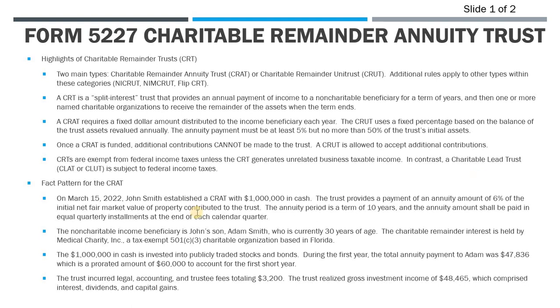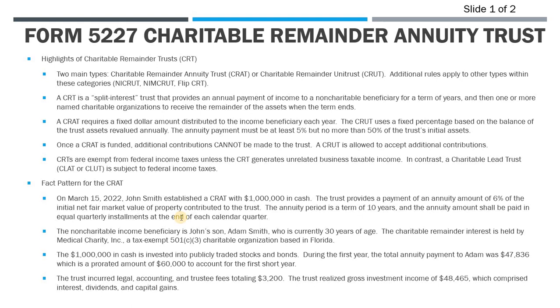So let's look at the fact pattern we have here, and then we'll dive into this trust return and start looking at some of the key pieces. In our fact pattern, John Smith, on March 15th, sets up this CRAT and funds it with $1 million in cash. The trust document provides for an annuity payment of 6% of the initial fair market value of the property contributed.